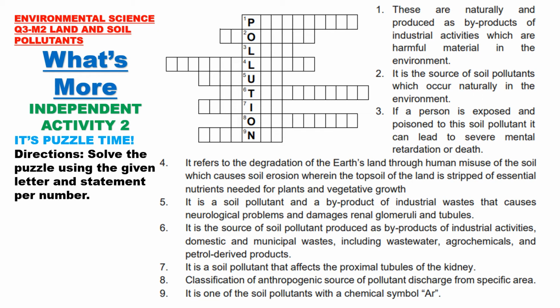7, it is a soil pollutant that affects the proximal tubules of the kidney. 8, classification of anthropogenic source of pollutant discharged from a specific area. And 9, it is one of the soil pollutants with a chemical symbol of As.